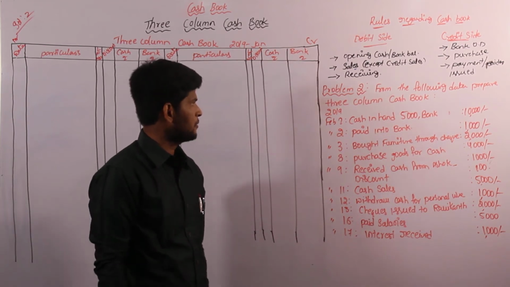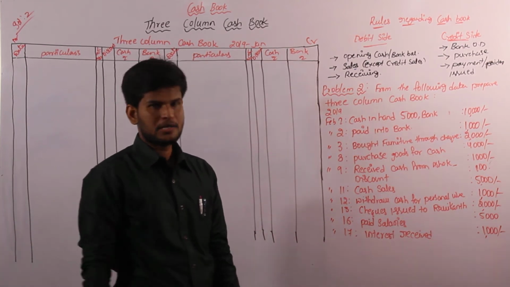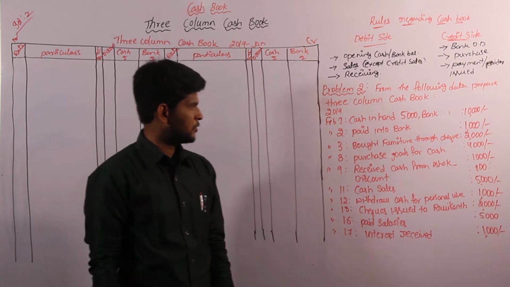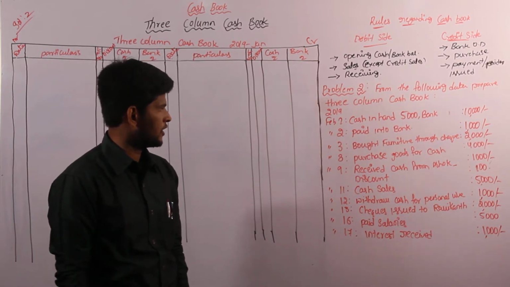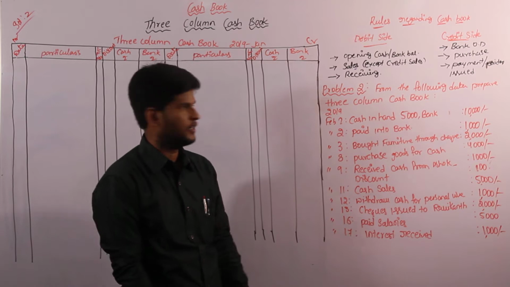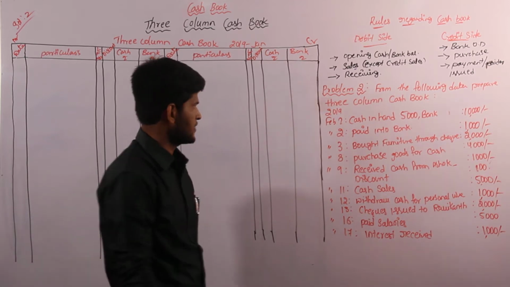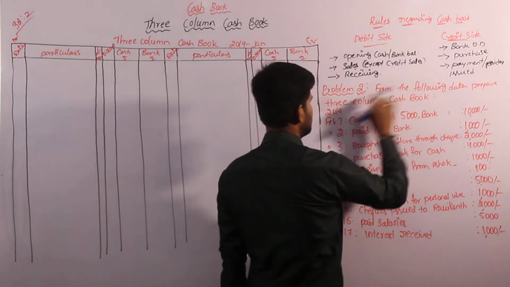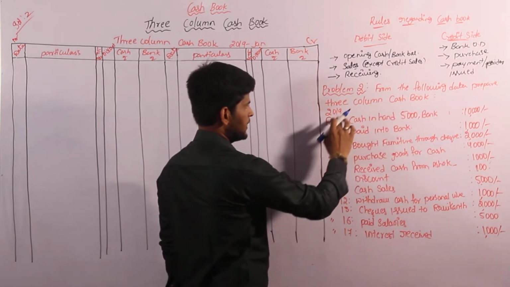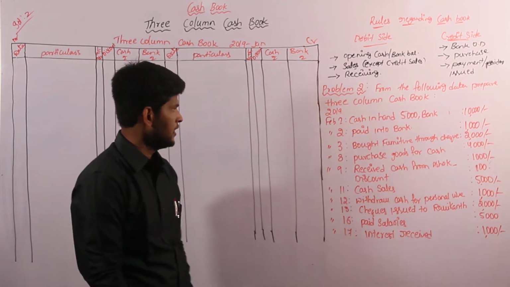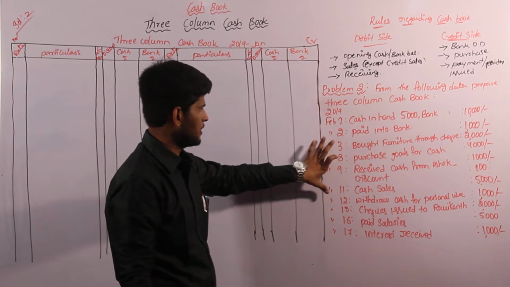Okay, my dear students, come to the second problem in our 3-column cash book. The second problem is also similar to the first problem of the 3-column cash book, but there are some changes in our second problem. Now let us read the second problem. From the following data, prepare a 3-column cash book, 2019, in the month of February. So all transactions will be in February month only.